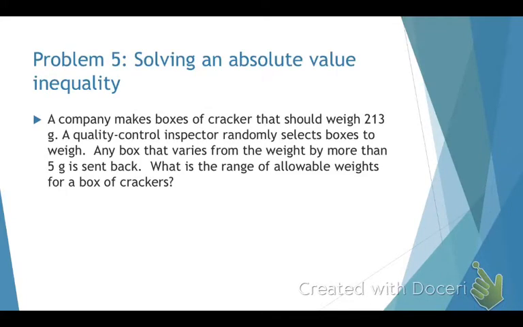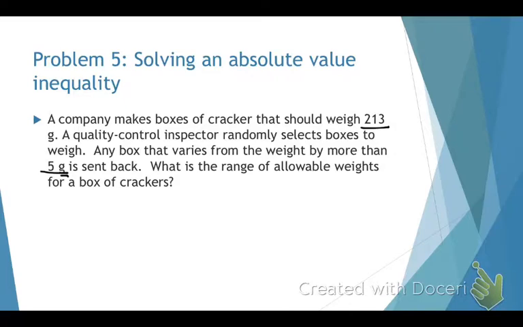The last chunk that we need to take care of today is solving an absolute value inequality from a word problem. A company makes boxes of crackers that should weigh 213 grams. A quality control inspector randomly selects boxes to weigh. Any box that varies from the weight by more than 5 grams is sent back. What is the range of allowable weights for the box of crackers?